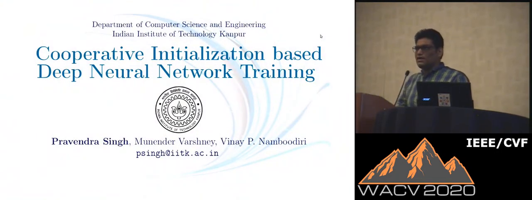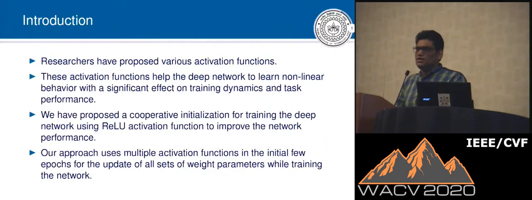I'm Pravin from IIT Kanpur, and I'm going to present my work on cooperative initialization based deep neural network training. In this work, we have proposed a deep neural network training approach where for the initial few blocks, we have used various non-linearities. After that, we continue training with only a single non-linearity. Researchers have proposed various non-linearities, and every non-linearity has its own merits and demerits. For example, ReLU has the dying ReLU problem. So we are using multiple non-linearities here to overcome the drawbacks.